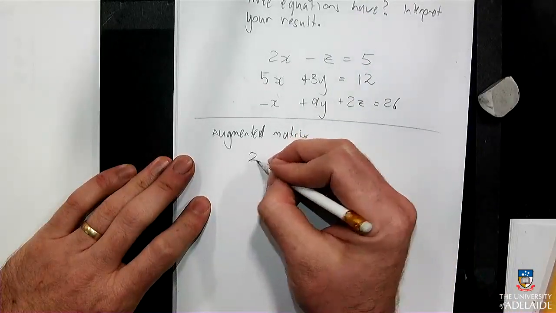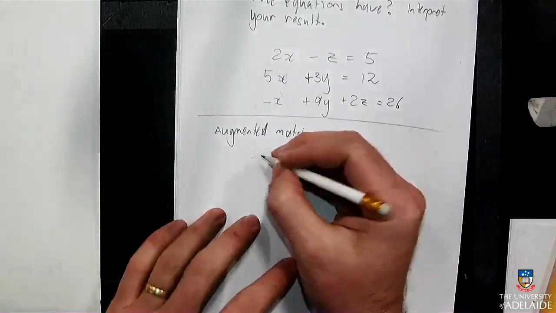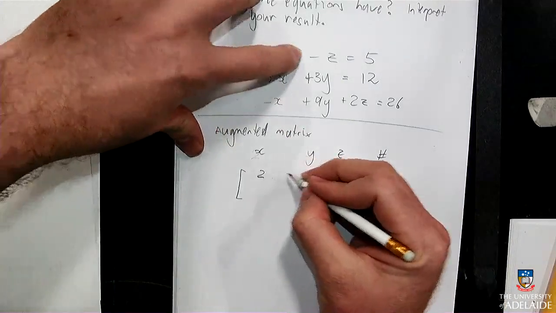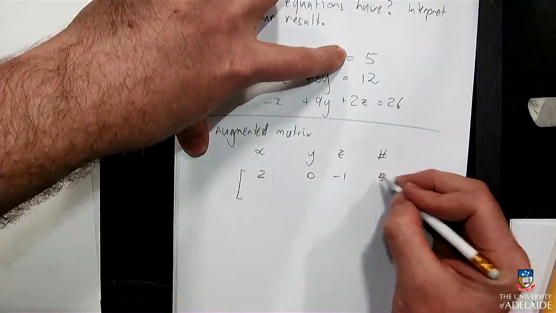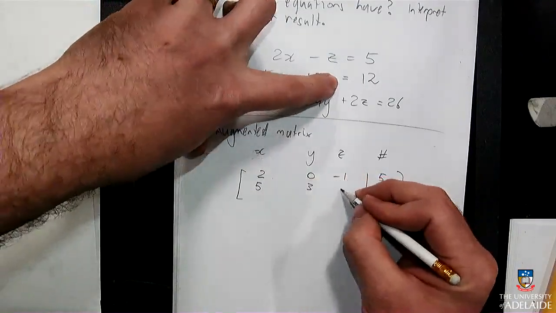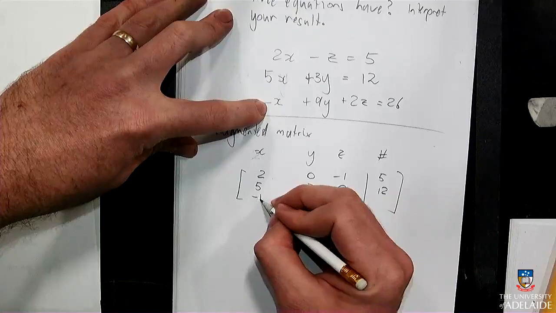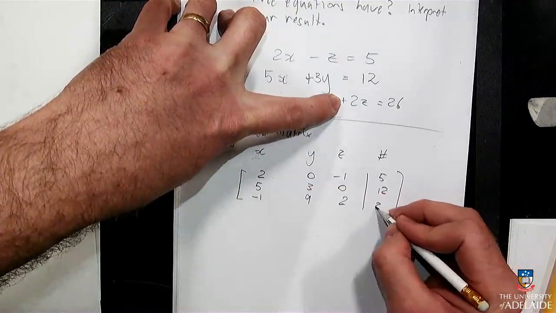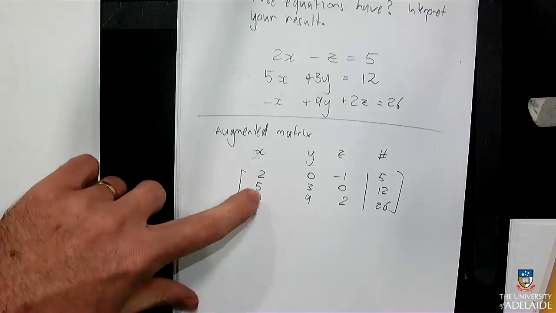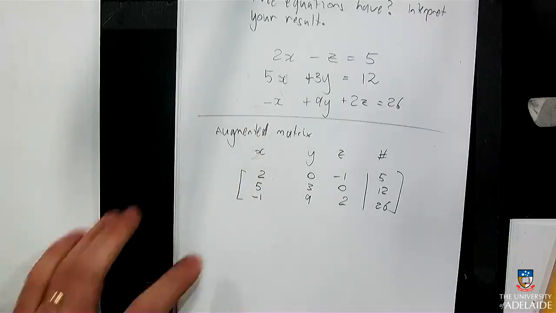So we're going to have an augmented matrix, with an x and a y and a z and a number. So there's 2 x's, no y's, and minus 1 z's is 5. 5 x's, 3 y's and no z's is 12. Minus 1 x's and 9 y's and 2 z's is 26. Oh, look, this one looks like it's going to be a bit trickier to get to the position I want. If I move minus this row to the top, I can get the one that I'm hoping for. So let's do that.